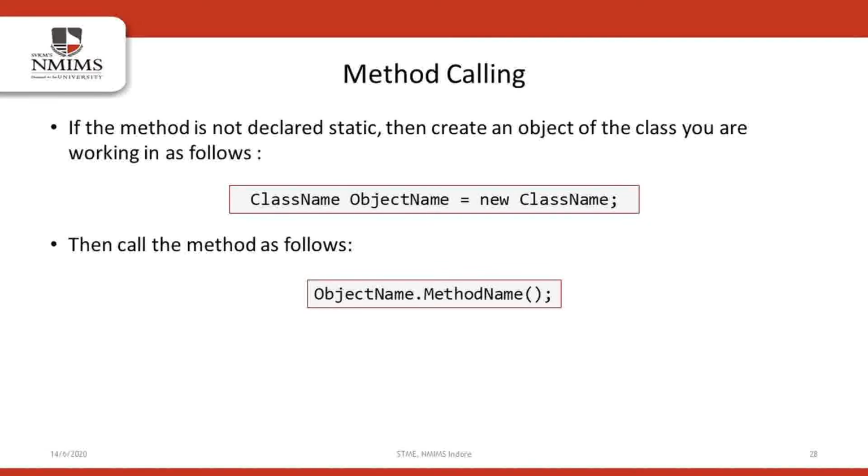First you have to write the class name followed by the object name. You can choose any object name you want. Then is equal to, and you'll write the new keyword. The new keyword is used to create a new object, and then again you write the class name you're working in and end with a semicolon.